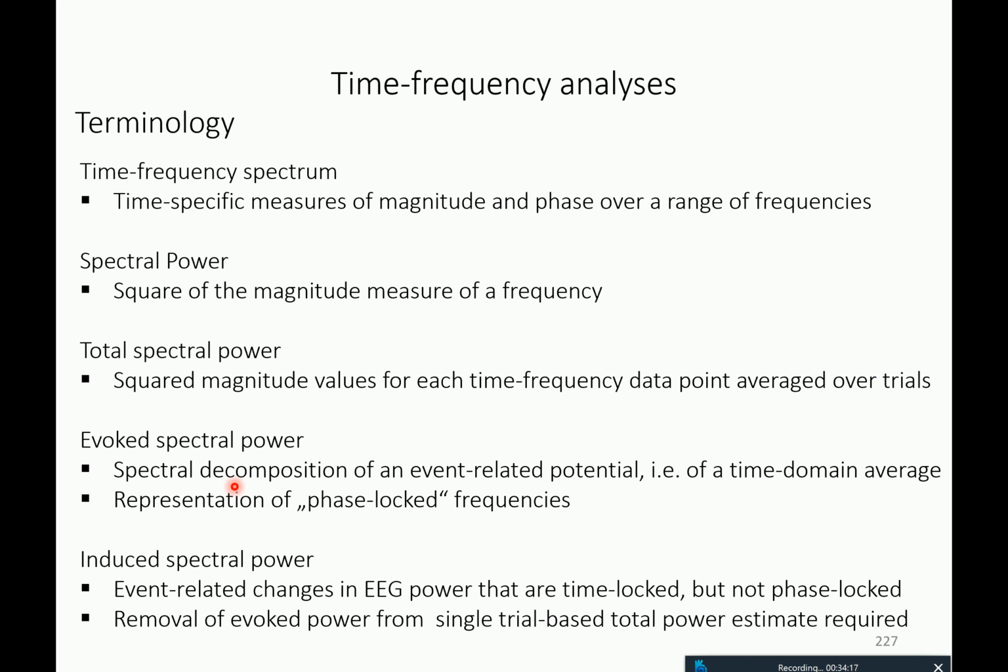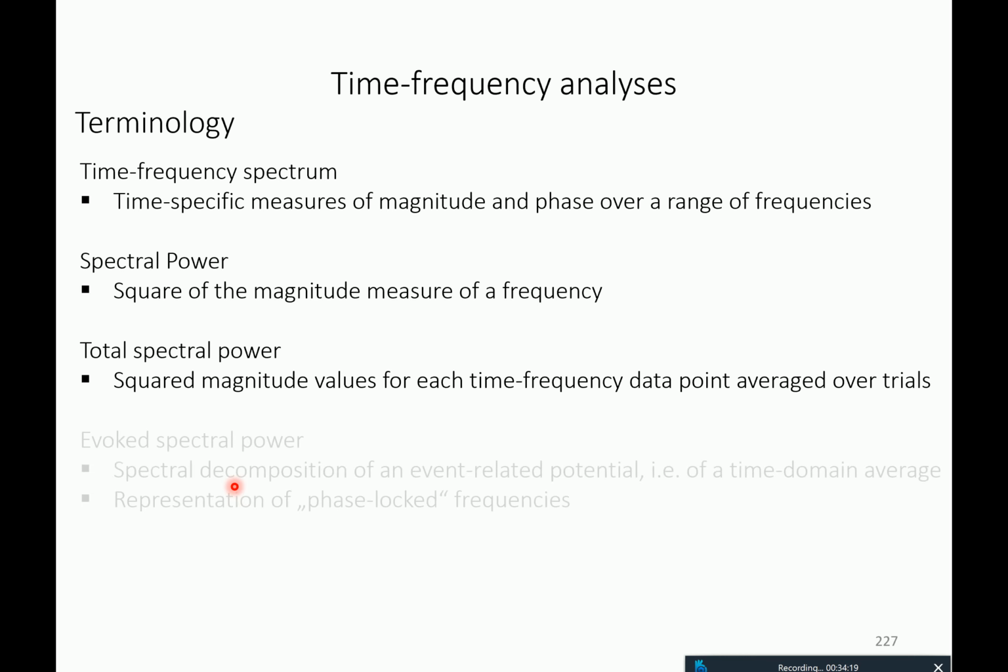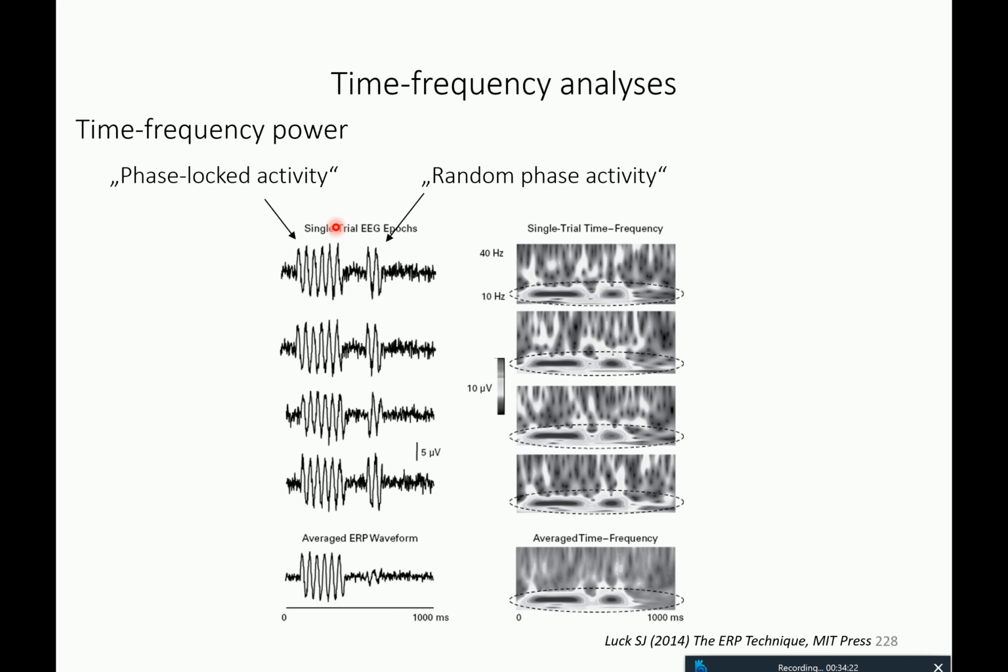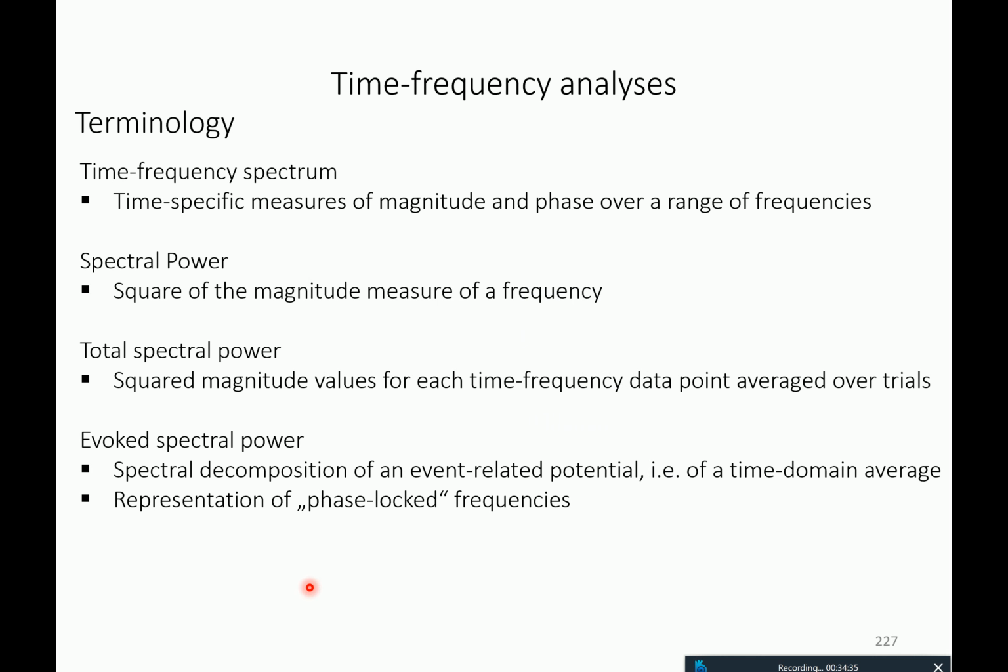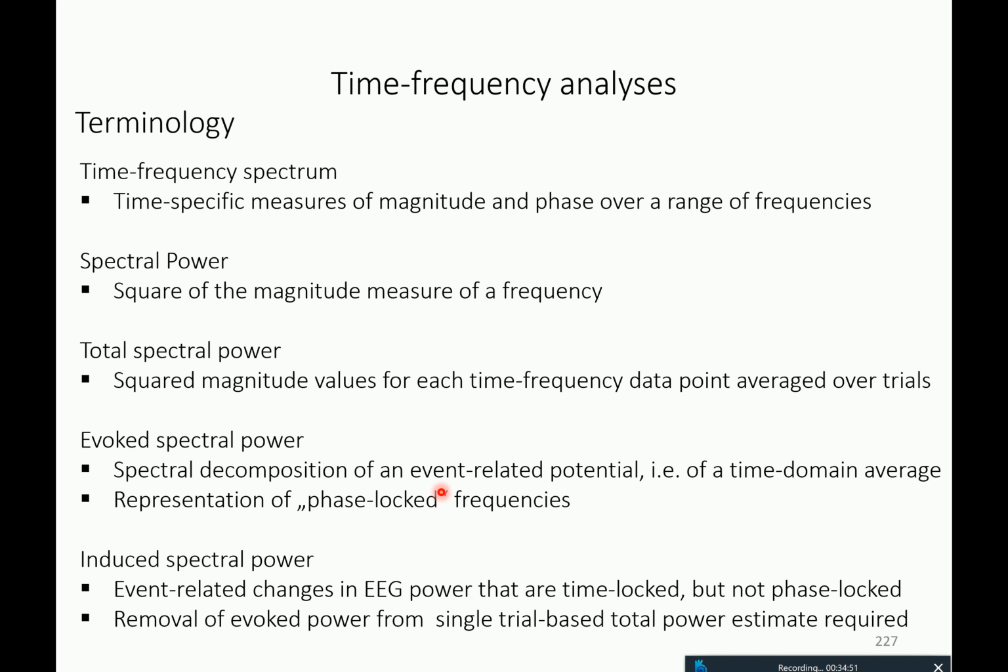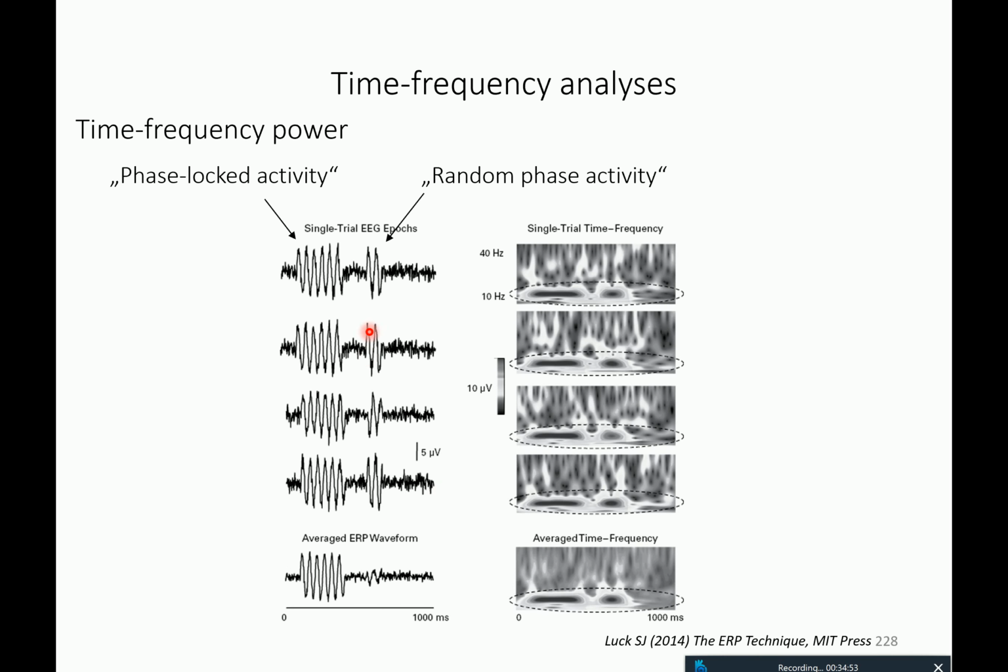The evoked spectral power is what you get if you do the analysis this way. You first average all the time domain data and then do a time windowed Fourier transform of the ERP. Yeah, so that's essentially just what ERP means. You do a spectral decomposition of an event-related potential. And of course, in the evoked spectral power, you only have phase-locked frequencies because in the ERP you only have phase-locked frequencies.